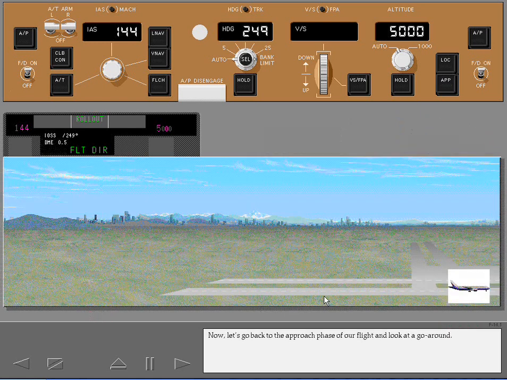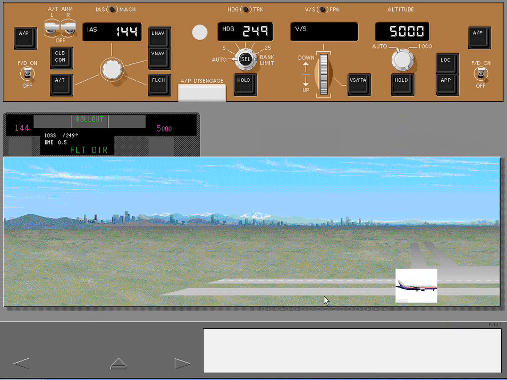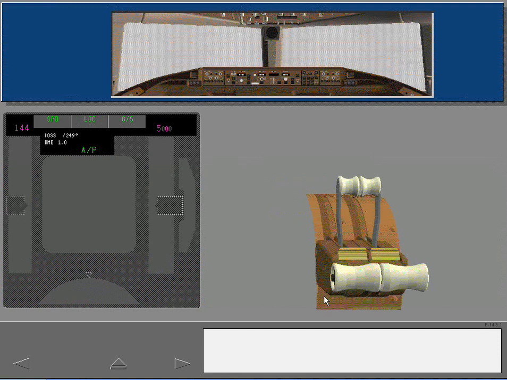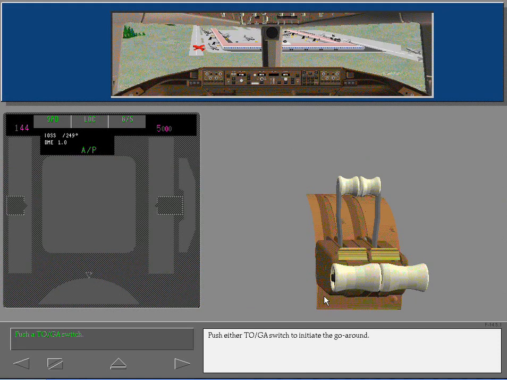Now, let's go back to the approach phase of our flight and look at a go-around. Go-around arms when glide slope captures or the flaps are extended. There is no enunciation when go-around arms. Push either TOGA switch to initiate the go-around.